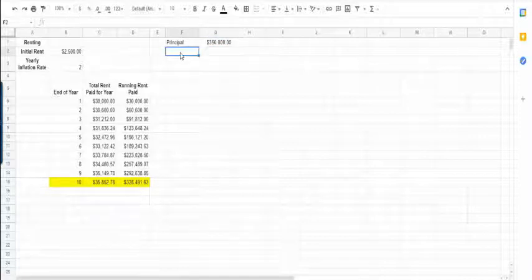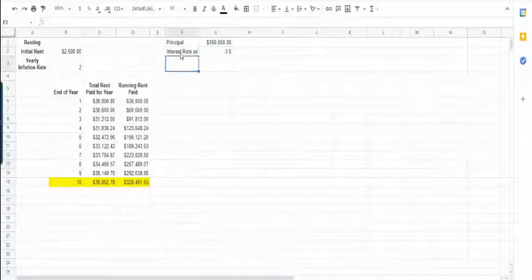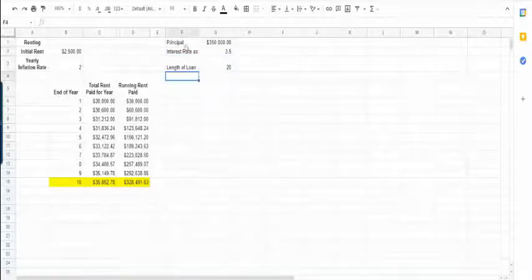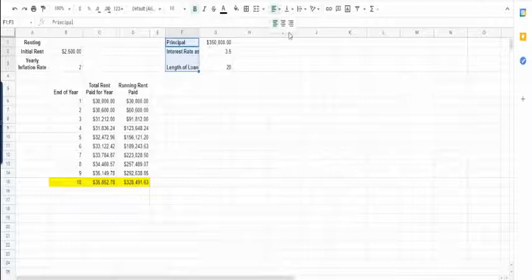I need to know my interest rate as a percent, and that is 3.5. I need to know the length of the loan, and that is 20. So these are my I haves. So formatting, bolding, centering, and wrapping my text. This is the information that you need to use when calculating your mortgage.